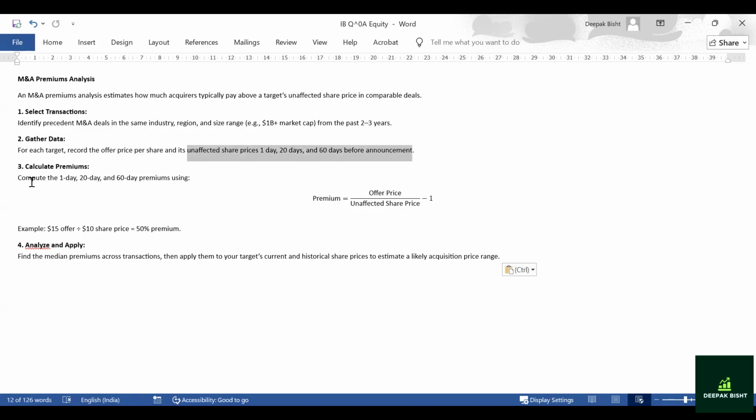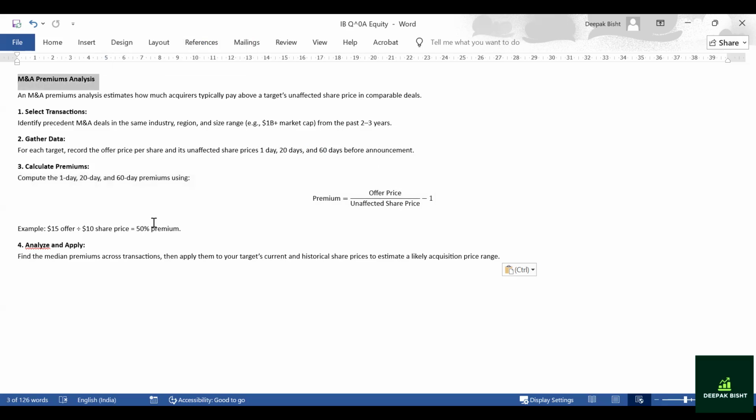Then we will calculate the premium. How will we calculate it? We compute the 1 day, 20 day, and 60-day premium using this formula. The premium is based on the price being offered and the unaffected share price. We subtract the unaffected share price from the offer price, and divide by the unaffected share price. An example here is that if 15 is the offer price and 10 is the share price, this gives us a 50% premium.